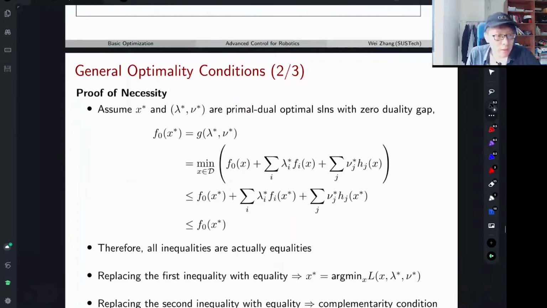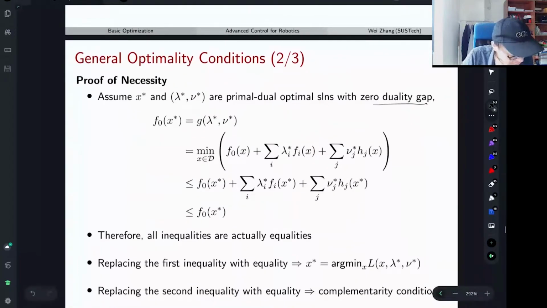Okay, let's prove the necessity. That means suppose we have a primal optimal solution with zero duality gap, that's the assumption. Then let's derive that those 4 conditions have to hold. As I mentioned before, the last 2 are pretty easy and pretty clear even from the definition of an optimal solution. The first 2 are something we need to spend some effort on, but it's also very simple.